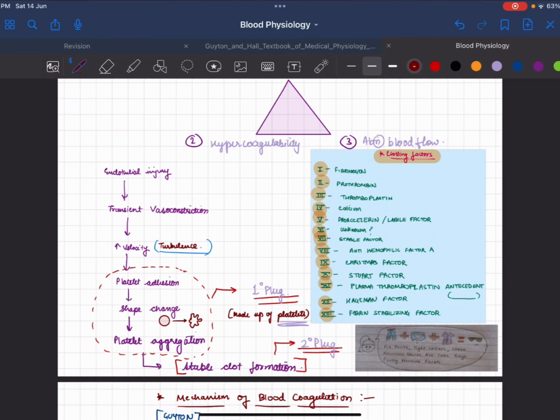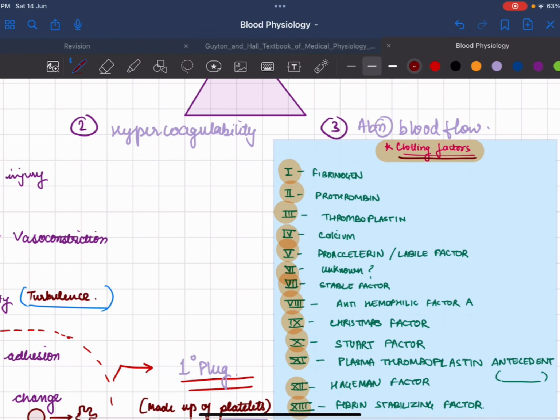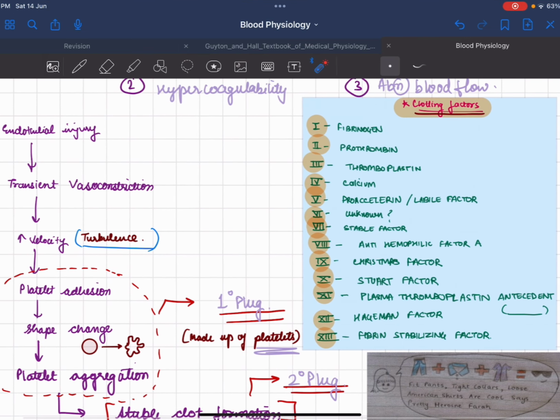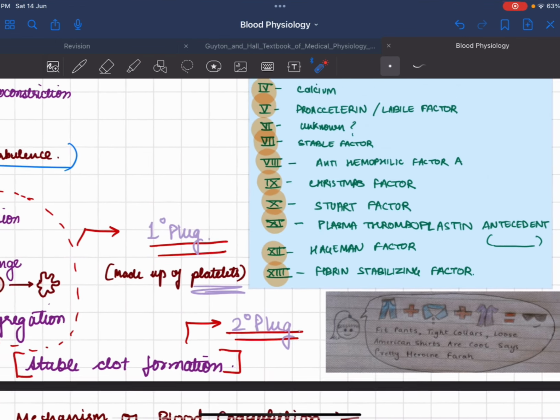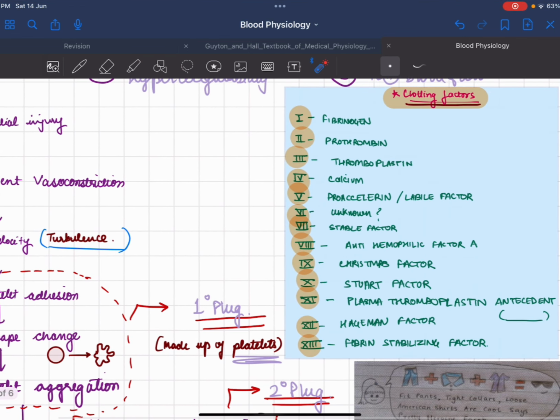Okay. After this, we come to the different clotting factors. So, there are a total of 13 clotting factors. Now, it is difficult to remember all these factors. You can learn them with a mnemonic, but I don't prefer mnemonics, so I'll firstly tell you normally, then you can see the mnemonic.